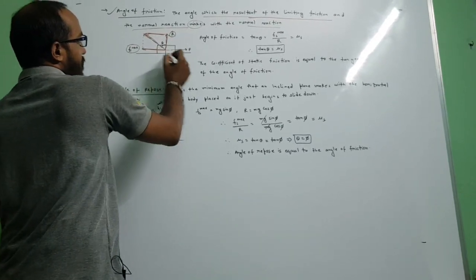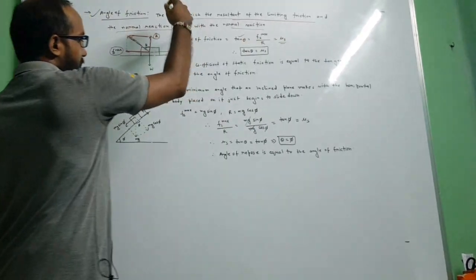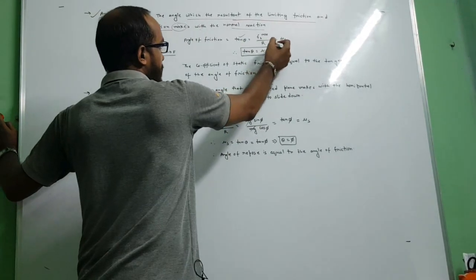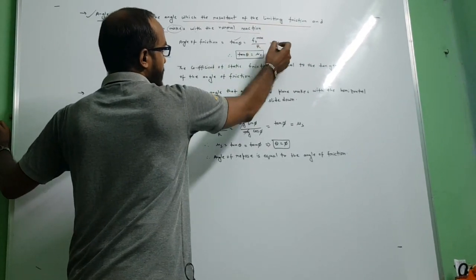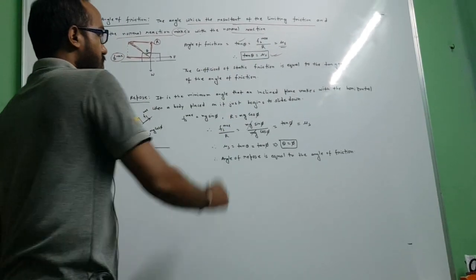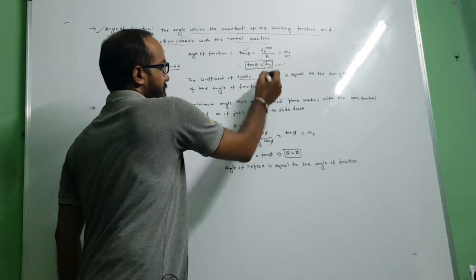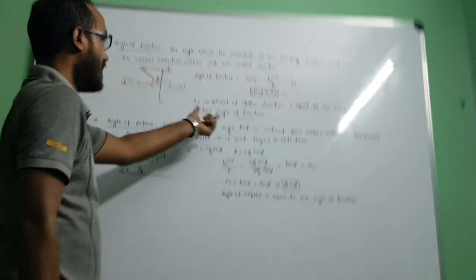So from this triangle we can say tan theta equals Fs max by R, and in the previous slide we have learned that Fs equals mu s into R. So mu s would be Fs by R. So Fs max by R is our mu s. So we can say tan theta is your mu s. The coefficient of static friction mu s is equal to the tangent of the angle of friction.